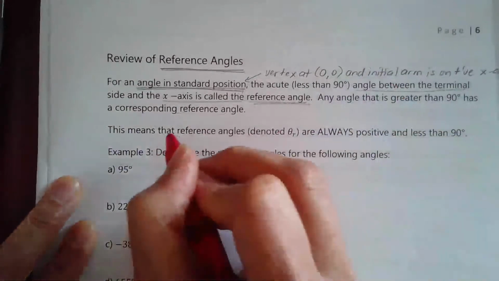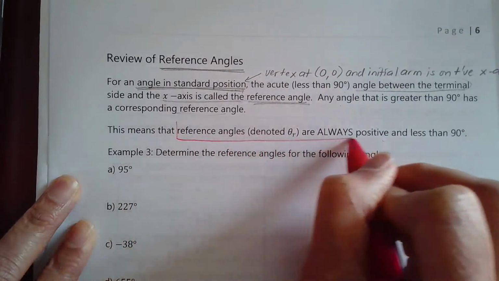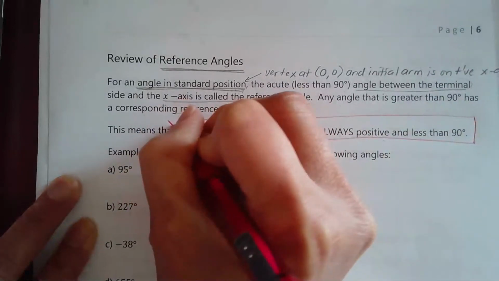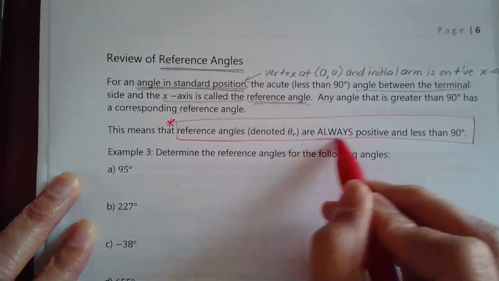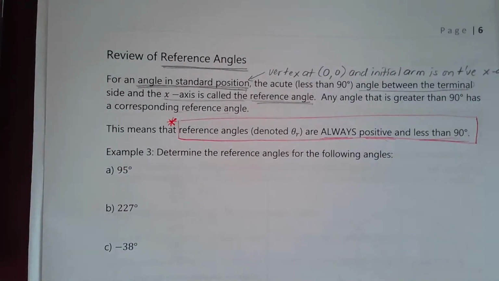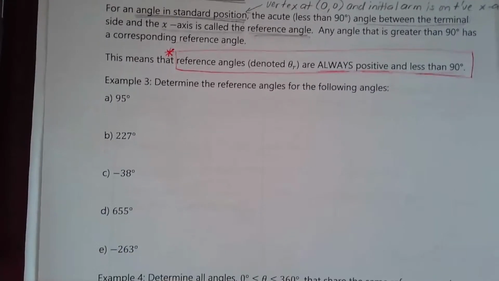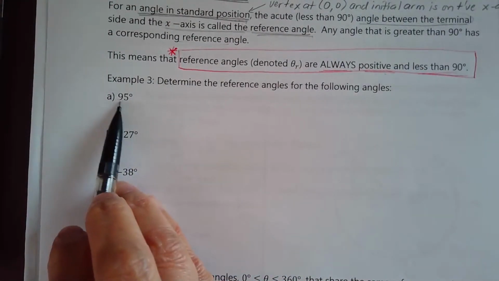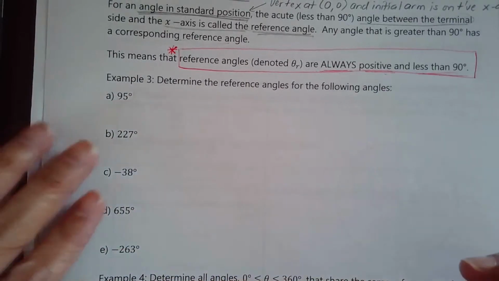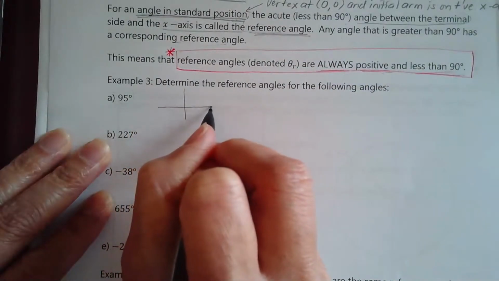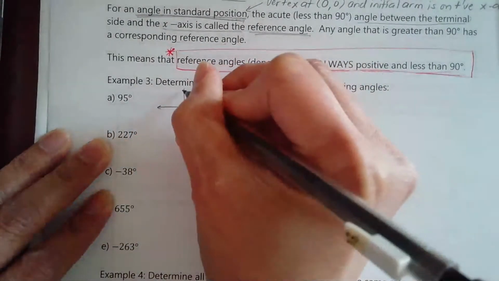So theta r, the reference angle, is always positive and it's always less than 90 degrees. So let's do that. Determine the reference angle for the following angles. Let's see where 95 degrees is on our graph. I'll just have to draw it out because sometimes it's better when we see a picture.